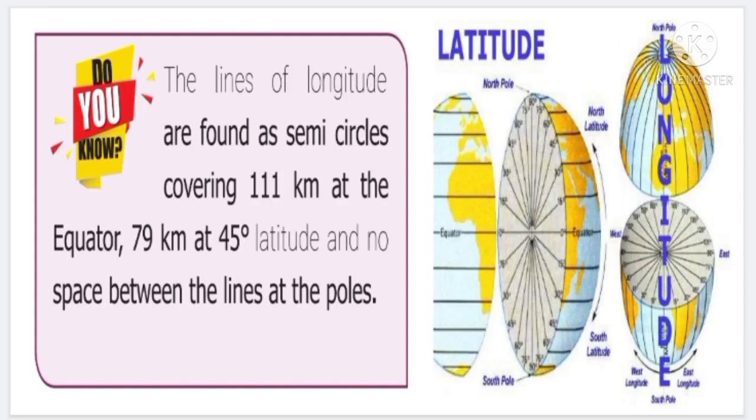Students, do you know the lines of longitude are found as semicircles, covering 111 km at the equator, 79 km at 45 degree latitude, and no space between the lines at the poles.